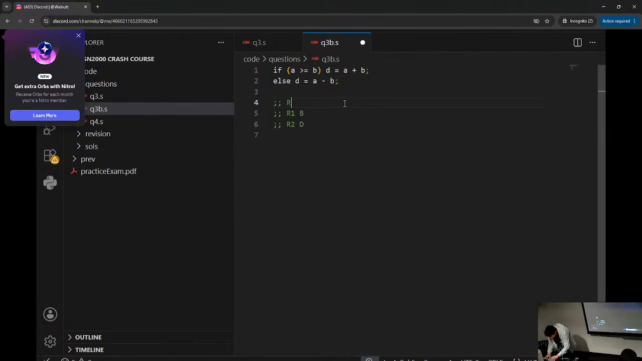So what were our definitions? A was R0, R1. B was R2, R3. And D was R4, R5. Now, if we want to check if A is bigger than B, what do we need to do? How would we do it if we had 64-bit registers? What would your approach be? Anyone want to take a guess?